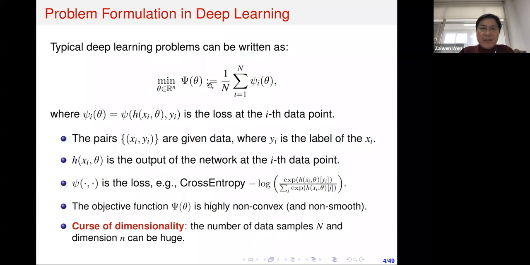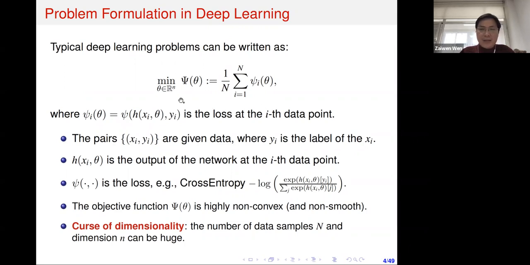So the objective function can be highly non-convex or even non-smooth, for example, because of some non-smooth functions in the neural networks. I guess one of the main difficulties is the curse of dimensionality in two senses. One is the number of data samples. The capital N can be huge. For example, in ImageNet, the number of images can be easily up to 1 million or more. And then the dimension of the variables can be huge.